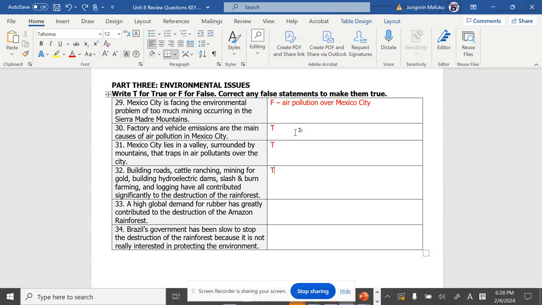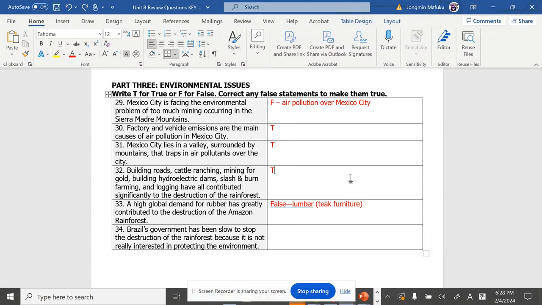33, a high global demand for rubber has greatly contributed to the destruction of the Amazon rainforest. The answer is actually false. We know that it's lumber. People trying to get furniture, people trying to get houses, but the number one leading cause is lumber.